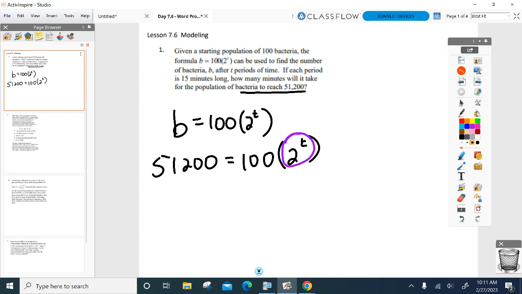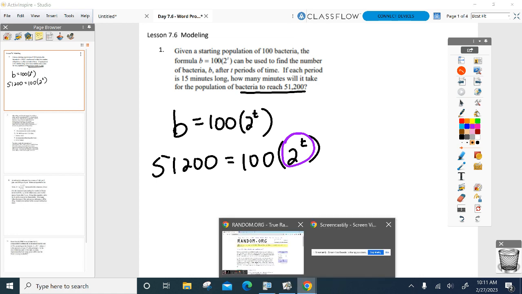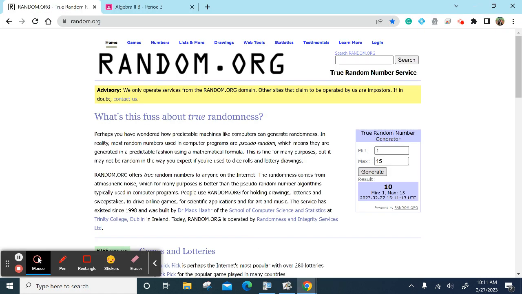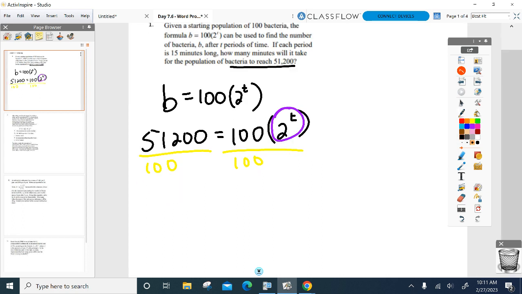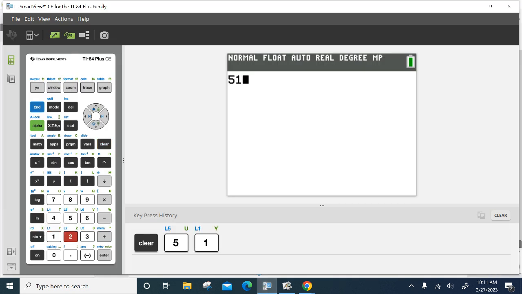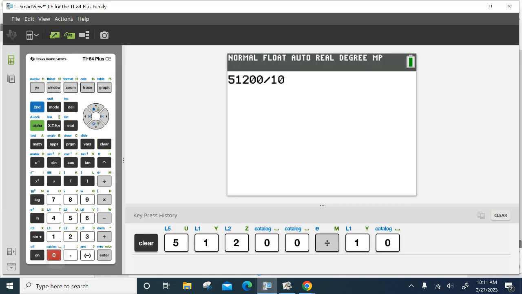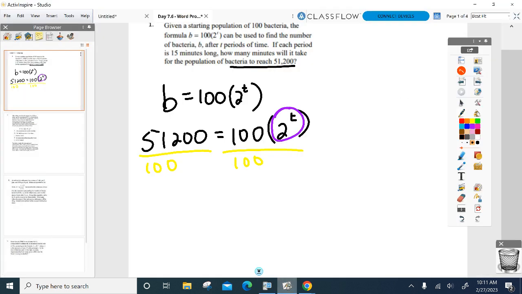So the 100 needs to get out of there. All right, if the variable I'm solving for is an exponent, the base and the exponent need to be completely by itself. How do I get rid of that 100 then? Let's start us off right. How do I get rid of it? Divide it out. Divide by 100. Divide by 100. So you go, I'll do it with you. I go to my calculator, 51,200 divided by 100. 512, nice round number, huh? So 512 equals 2 to the t.